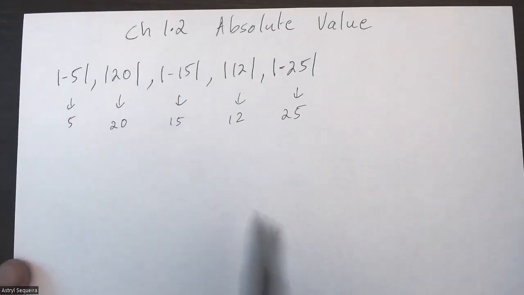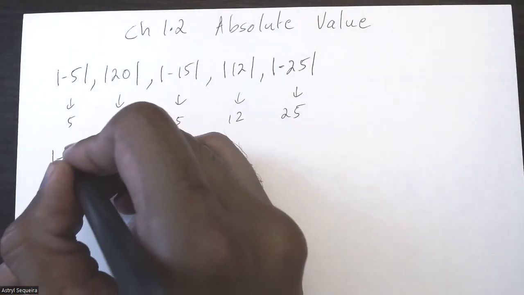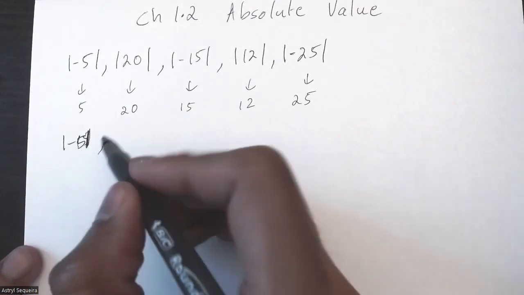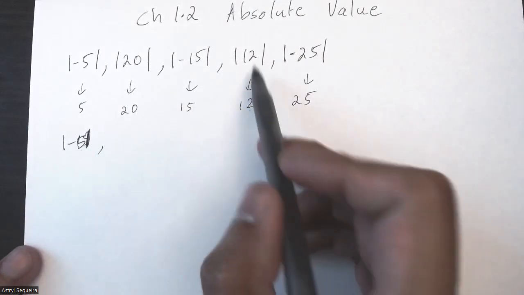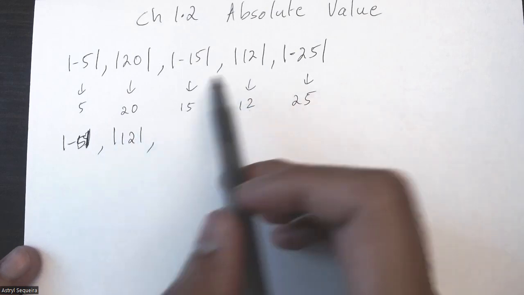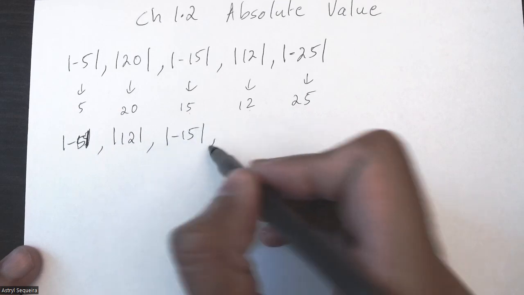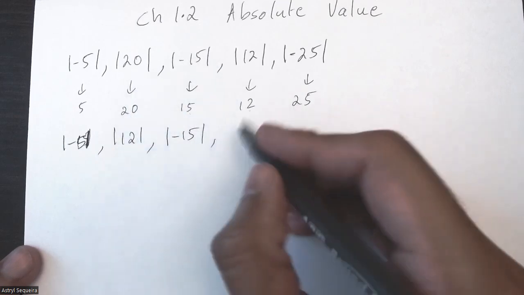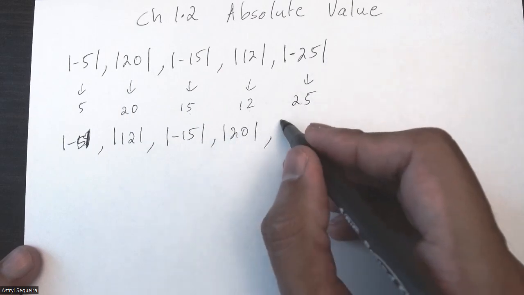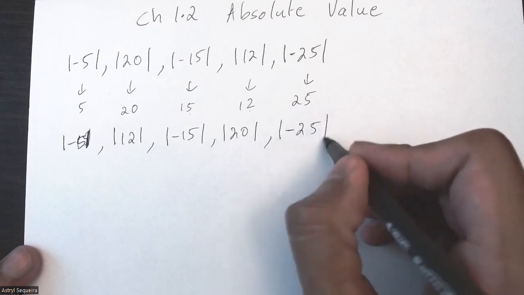So if I'm rearranging these from smallest to largest, this is my smallest one here. So the absolute of -5 comes first. The next smallest is this one here, which is the absolute of 12. The next smallest is the absolute of -15. Next smallest is the absolute of 20. And then the last one over there, which is the largest, is the absolute of -25.